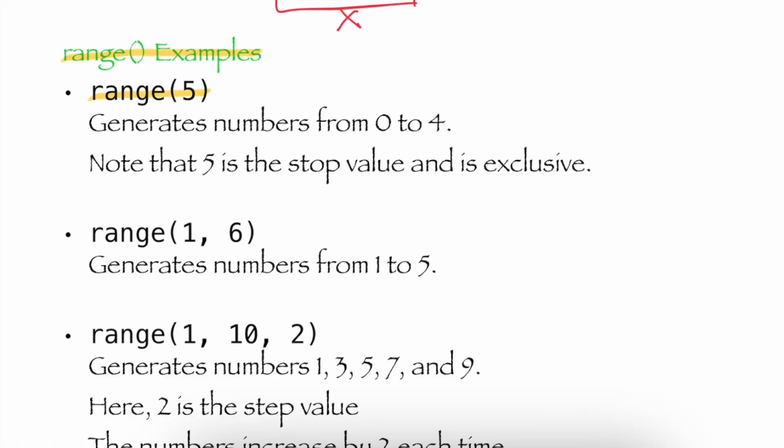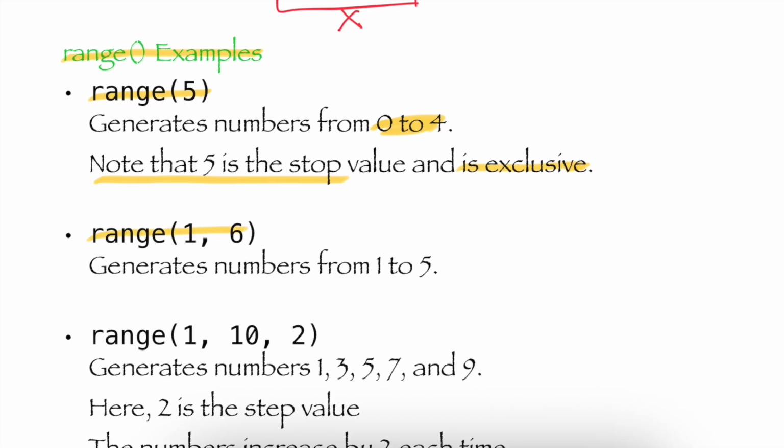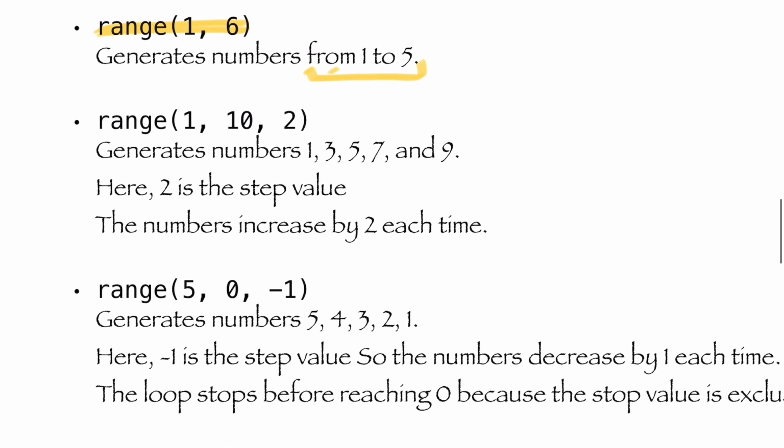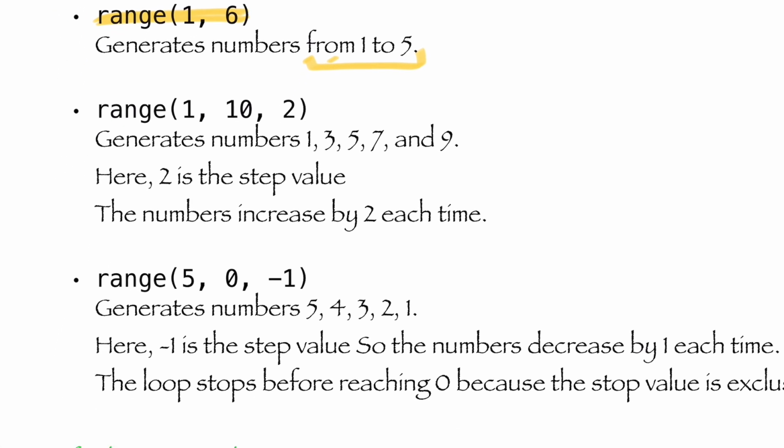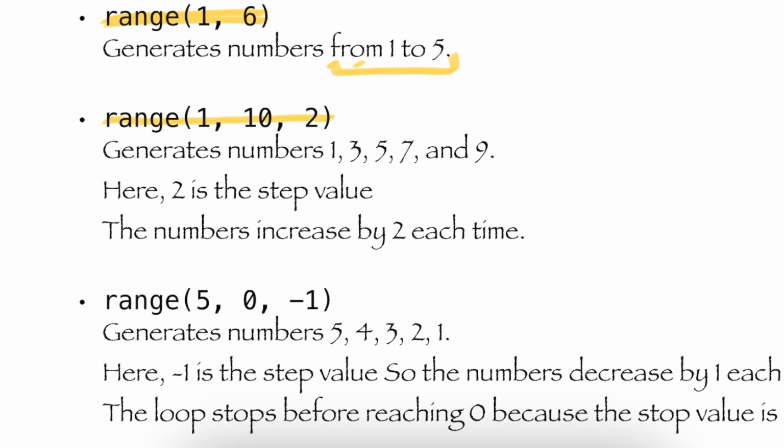Range 5 generates numbers from 0 to 4. The number 5 is the stop value, and remember, as we mentioned before, the stop value is exclusive. Range 1 to 6 generates numbers from 1 to 5. Again, 6 is excluded. Range 1 to 10 with step equals 2 generates the numbers 1, 3, 5, 7, and 9. Here, the step value of 2 means we increase by 2 each time.